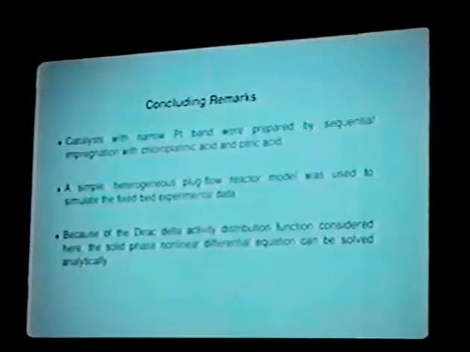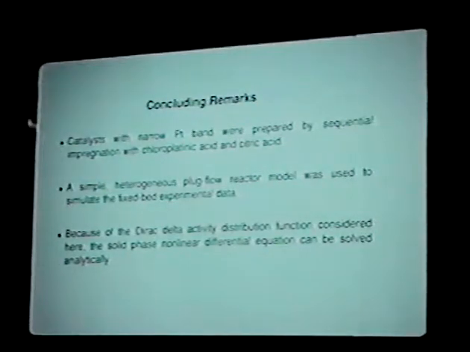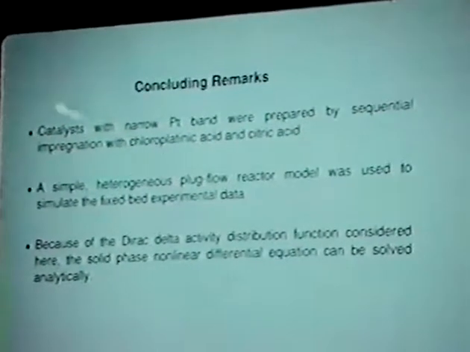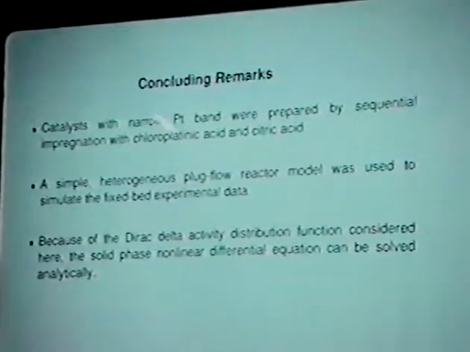I would like to conclude the talk by saying that we are able to make a catalyst which has a narrow platinum band using the sequential addition of propionic acid and citric acid. And we have been using a simple heterogeneous plug flow model to predict what the experimental data would be. Because of the simple model that we have, we are getting good qualitative agreement. And because we are using the Dirac delta function as our activity distribution function, we end up solving the nonlinear differential equation analytically, which is pretty handy to have.